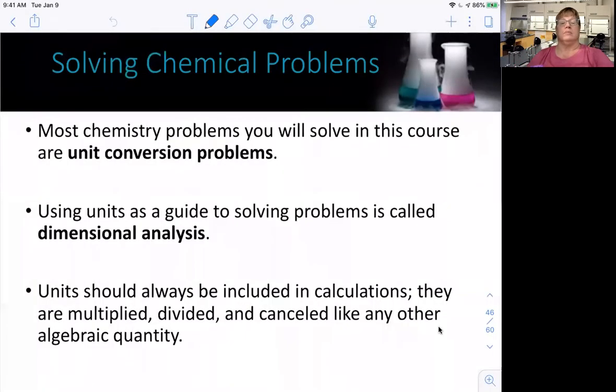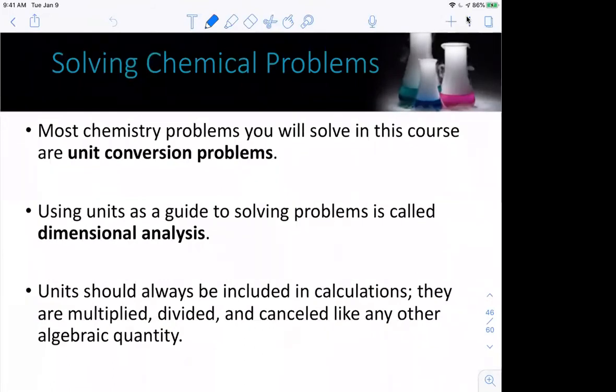You have to think critically, you have to analyze the data that you're given in order to come up with an approach. So let's talk about how to solve problems in general chemistry, and then the dimensional analysis method or factor label method that you should be using from now on. So let me share my iPad.